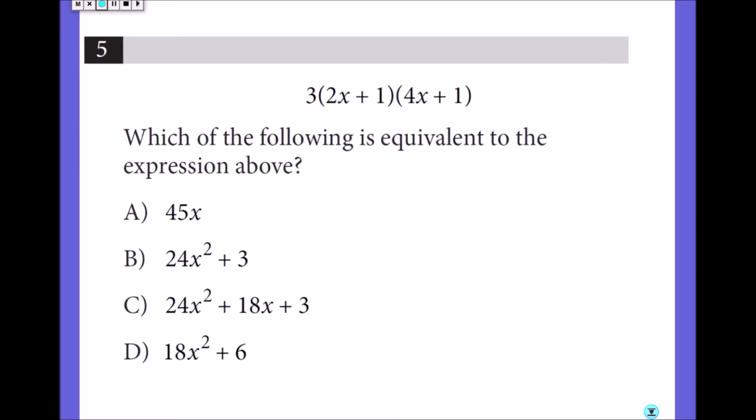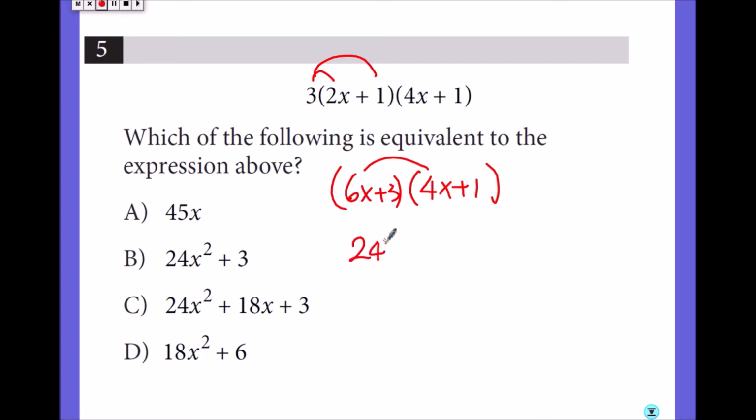Number 5. Which of the following is equivalent to the expression above? So you can FOIL it, but before you do that, multiply by 3 for the first one. 6x plus 3. Now you multiply with 4x plus 1. So I get 24x squared. So I know it has to be either B or C. And it has to be C because it seems like I will have the middle terms, right? The x terms. So I know it's C, but let's double check.